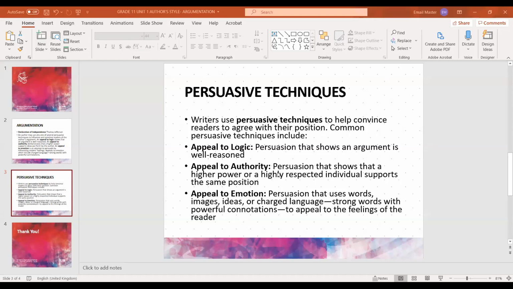Appeal to authority is persuasion that shows that a high power or a highly respected individual supports the same position. So they might use this in commercials, advertisements. They use famous people, politicians, people that the public knows. Appeal to emotion, persuasion that uses words, images, ideas, or charged language, which is strong words with powerful connotation meanings, to appeal to the feelings of the reader.